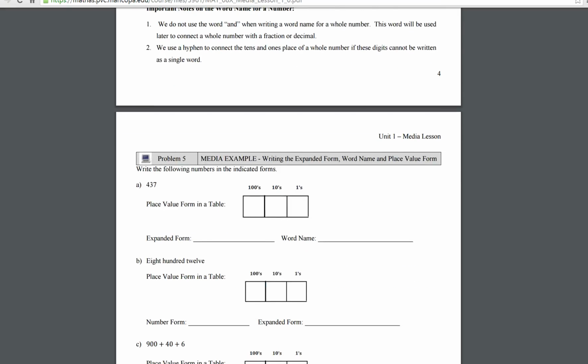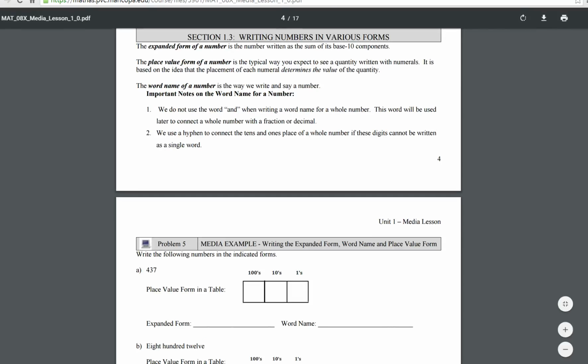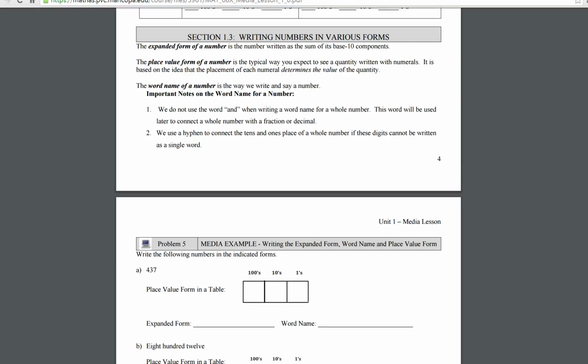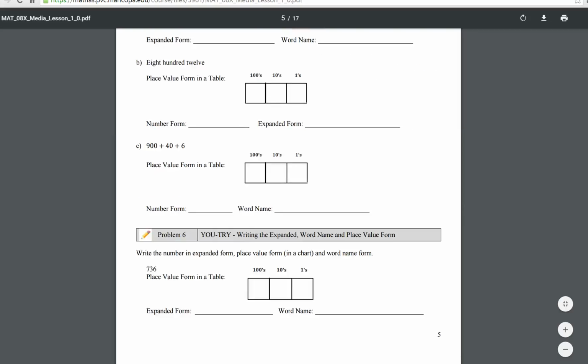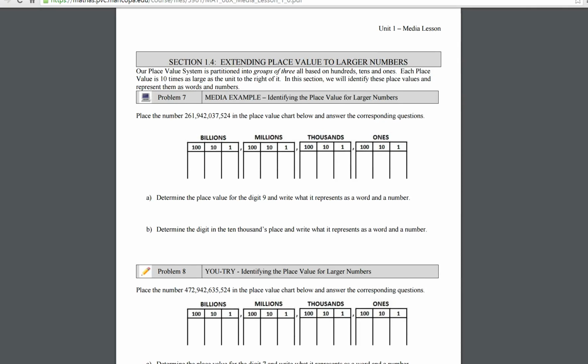Okay, continuing on. I think 1.3 is fine. We don't really need any manipulatives for this, and we have problems set up like this. Again, we have videos, or we have MathAS problems for this.